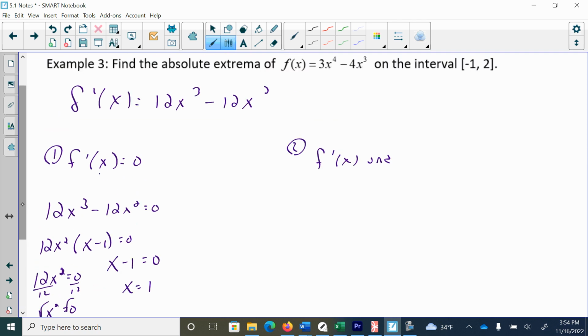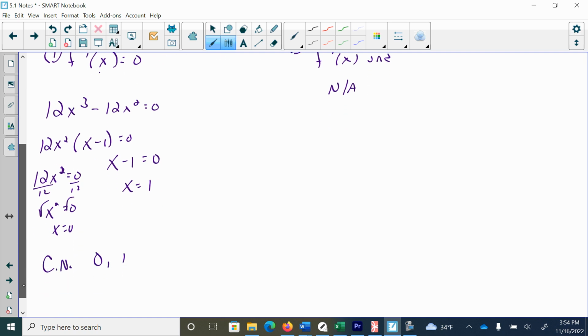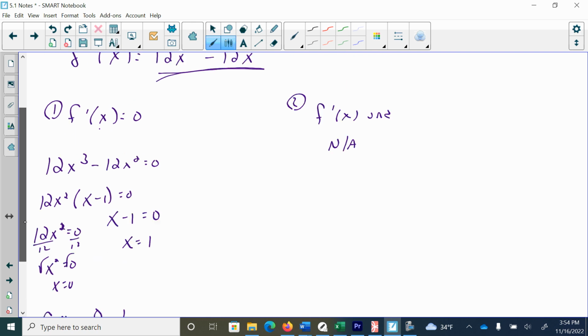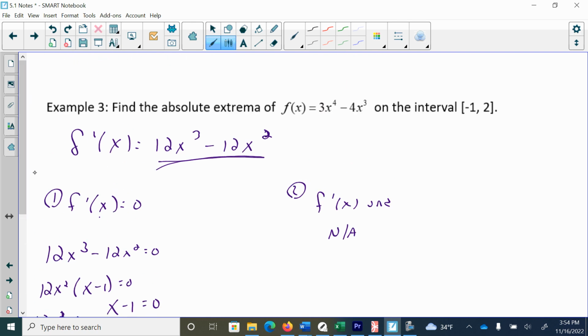Then I want to find the places where the derivative is undefined. Well, this is a continuous function. It's never undefined, so there are not going to be any places where it's undefined. So now I have my critical numbers that are 1 and 0. So I have to test 4 points in my function. I have to test these two critical numbers, and I have to test the endpoints of -1 and 2.